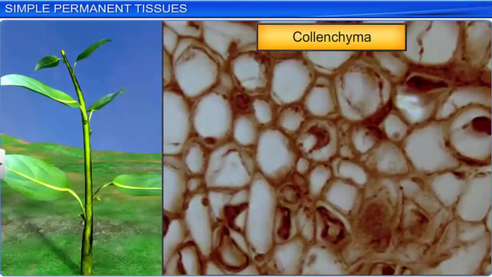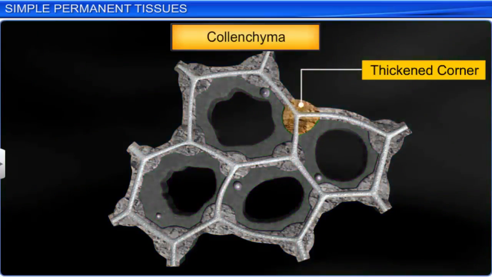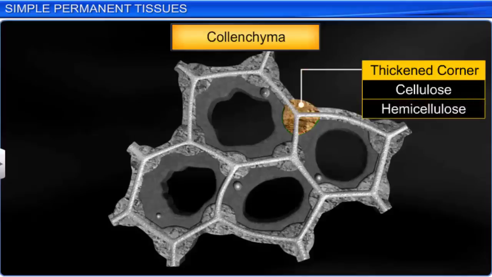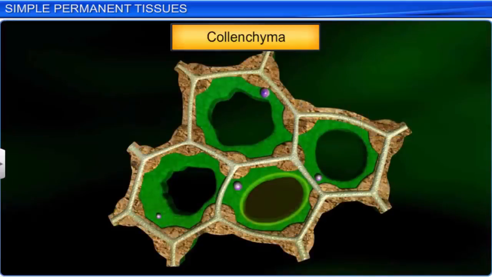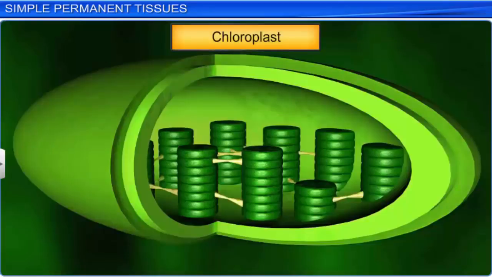Collenchyma provides mechanical support to the growing parts of a plant, such as a young stem or the petiole of a leaf. The cells of the collenchyma are thick at the corners due to cellulose, hemicellulose, and pectin deposits. They may be oval, spherical, or polygonal in shape, and there is no intercellular space between them. These cells often contain chloroplasts and assimilate food by the photosynthetic processes.